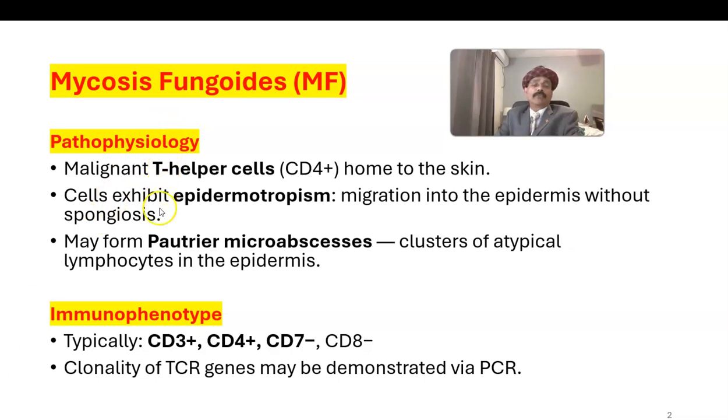So we got the pathophysiology and immunophenotype. This is a malignant T helper cell homing to the skin. The cells exhibit epidermotropism, migration into the epidermis without spongiosis, may form Pautrier microabscesses, clusters of atypical lymphocytes in the epidermis.